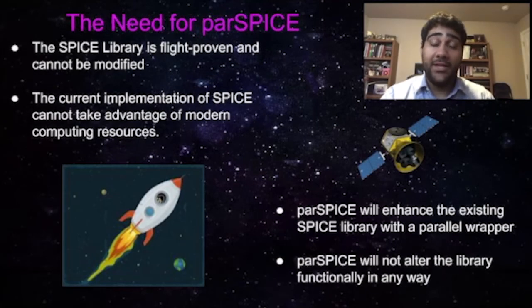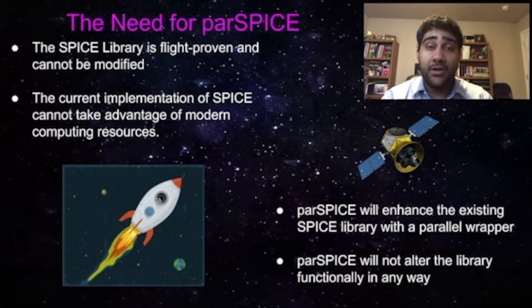So, why do we need a parallel SPICE implementation? The first is that the SPICE library is already flight proven and cannot be modified. This is because the SPICE library contains very complicated code that, when changed, might introduce bugs that will result in error-ridden data. The developers of the SPICE library have already decided not to change the SPICE library for this very reason. The second is that the SPICE library does not take advantage of current modern computing resources.